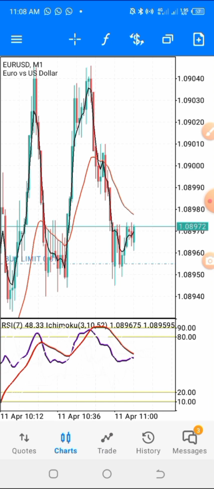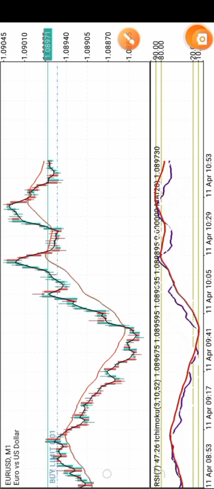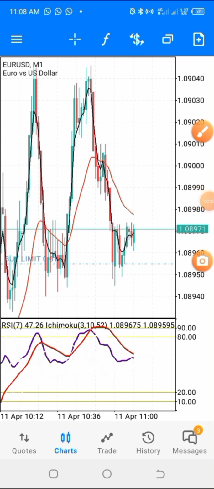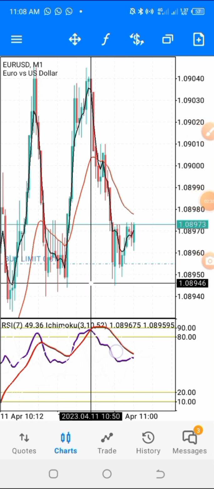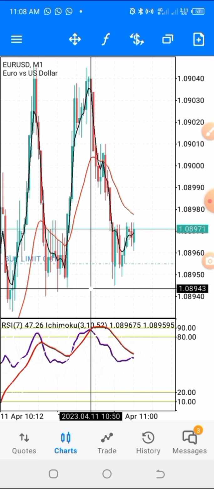Then you wait. If it is triggered and it goes in your direction, you make money, but if it goes against you, then you lose. However, you can also put your stop loss. For example, we normally put our stop losses below the low.